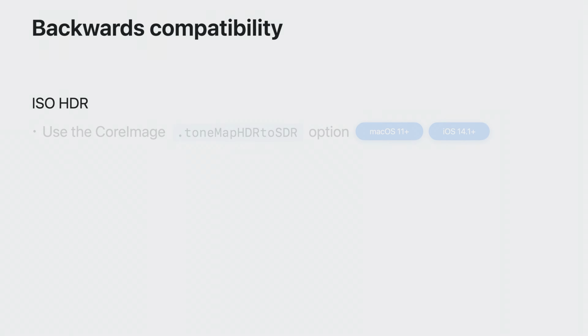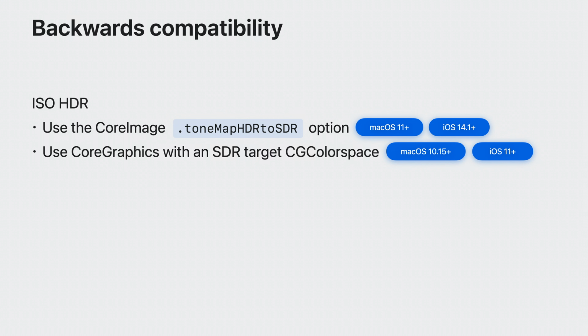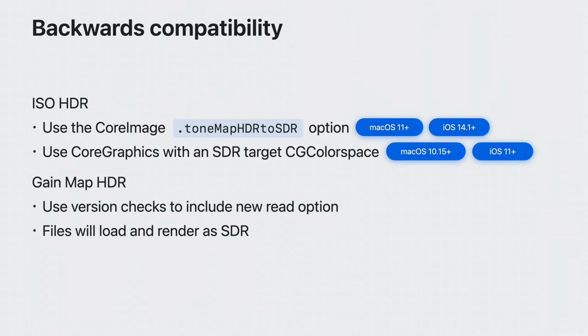One final important topic when introducing new functionality like this is backwards compatibility. What can you do to support older versions of iOS and macOS when dealing with HDR images? For ISO HDR images, Core Image provides the Tone Map HDR to SDR option to convert HDR to SDR. Similarly, when rendering using a CoreGraphics CGContext, you can target an SDR CGColorSpace, and the image will be tone mapped to that space. For Gain Map HDR, use version checks to gate when the new Expand to HDR options are used. When these options are omitted, the SDR version of the file will always be loaded instead of the HDR version.